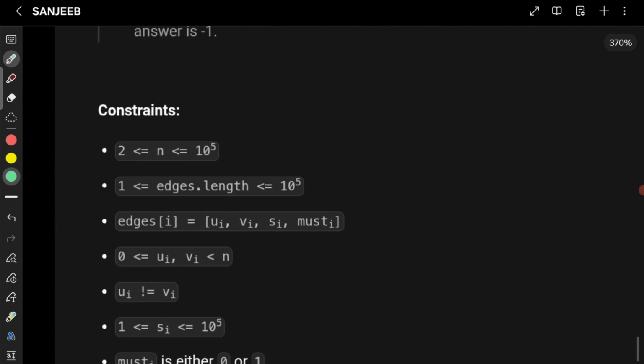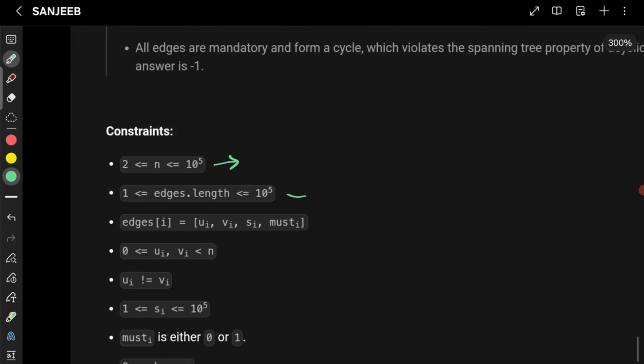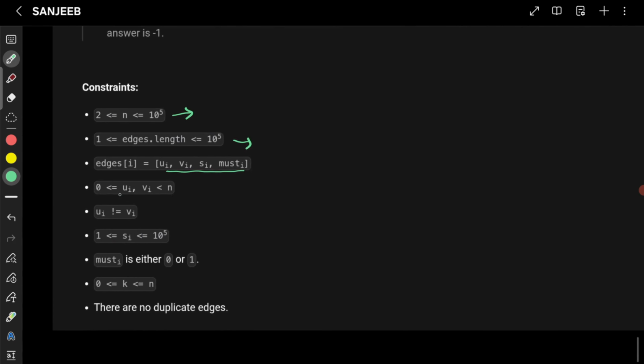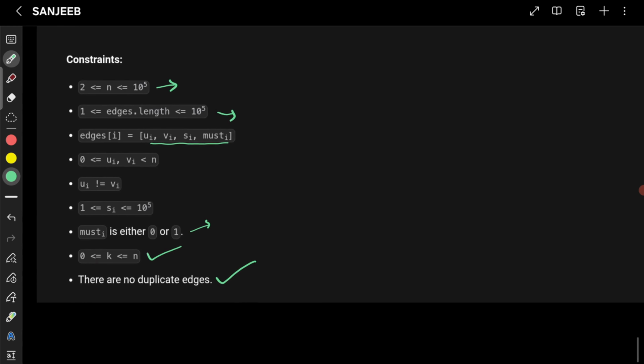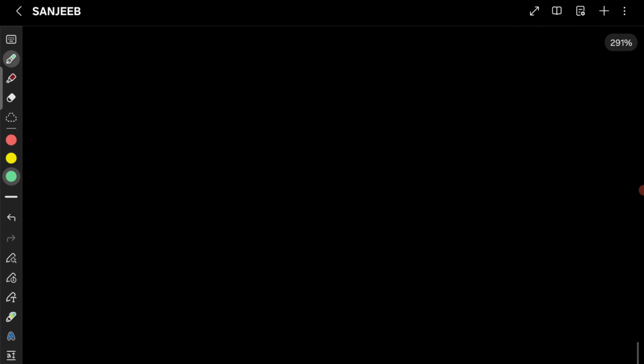So let's look at the constraints. The number of nodes is up to 10 to the power 5, and the number of edges is also up to 10 to the power 5. The edge format given to us is u[i], v[i], and it's also given that there are no duplicate edges. k is less than the number of edges, so you can't upgrade more than the edges we have. And must[i] is a 0 to 1 boolean, as I've already informed.